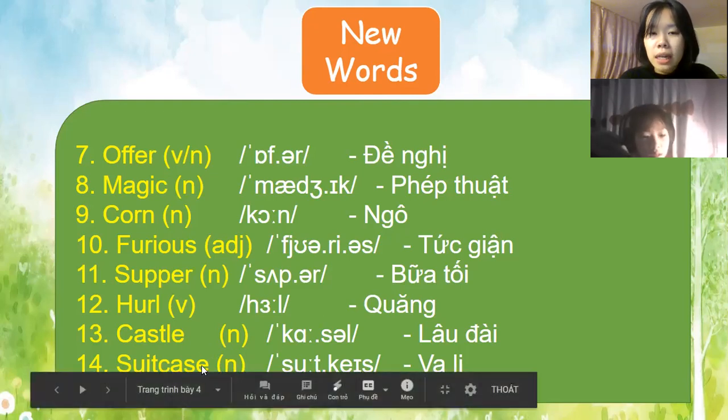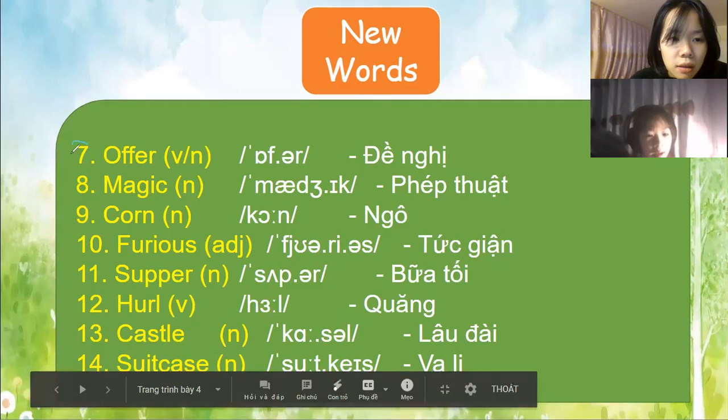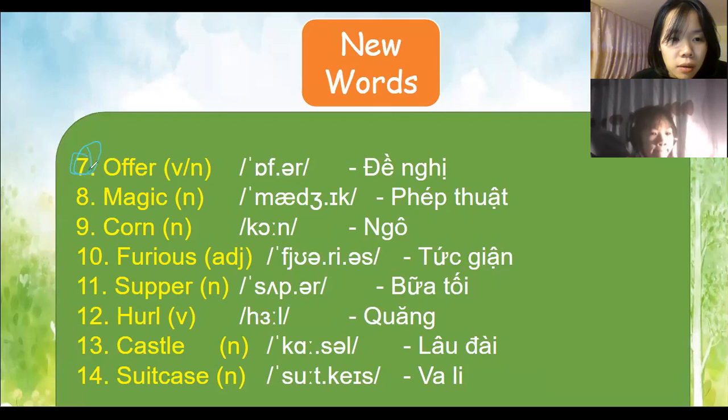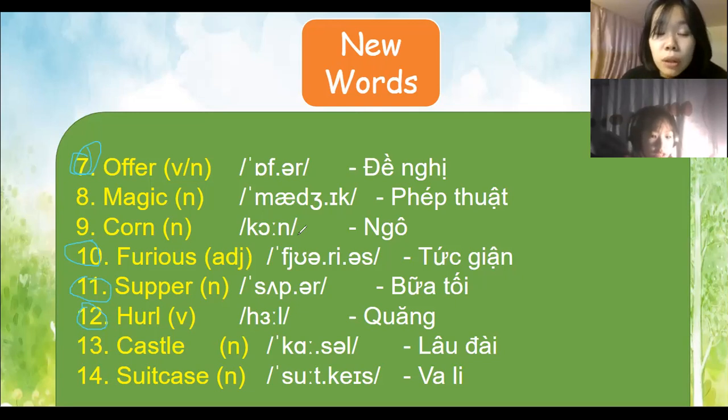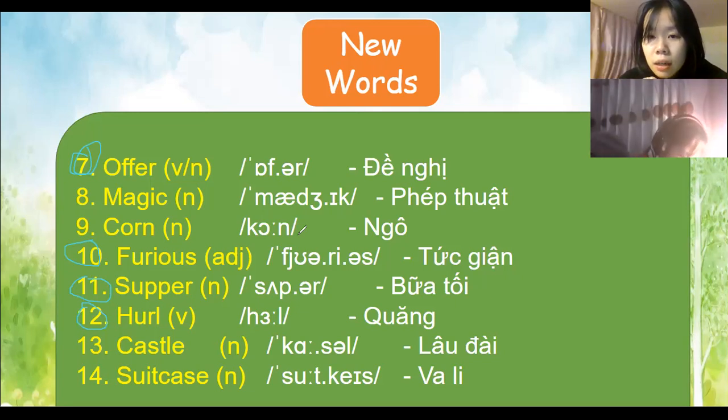And suitcase. Okay, I want you to write some new words here. Offer, the words offer này. Few words. Supper. Hurl. And that's all. I think this is 4 new words. You know castle and suitcase?